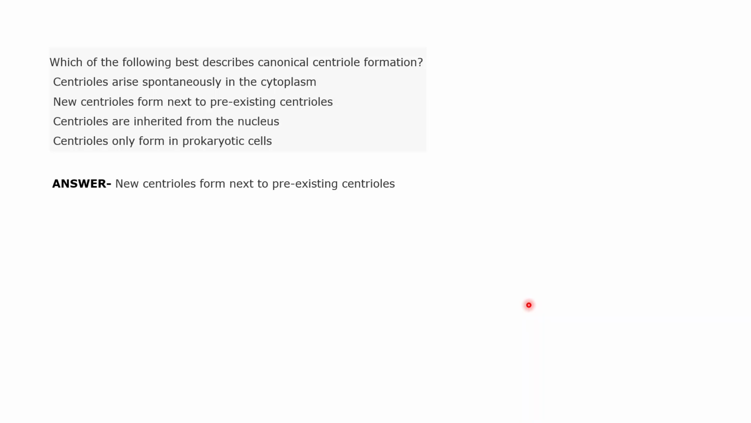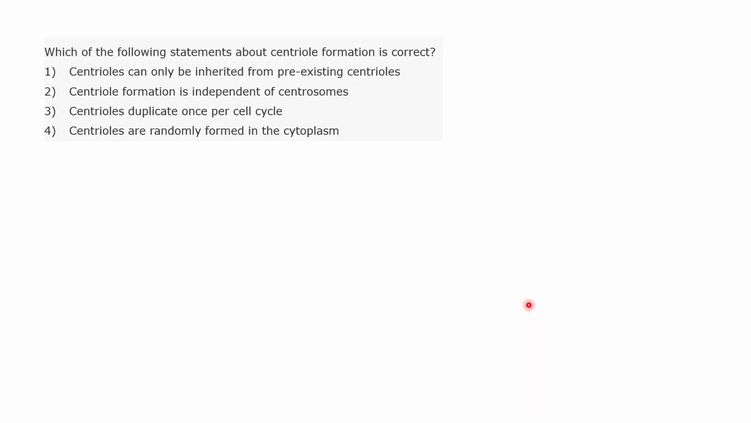Okay, so it's quite clear, right? So I will just move on to the next question. Okay, coming on to the next question. Which of the following statements about centriole formation is correct? Centrioles can only be inherited from pre-existing centriole. Centriole formation is independent of centrosome. Centrioles duplicate once per cell cycle. Centrioles are randomly formed in the cytoplasm. Which might be the answer? This is related to something from the previous question.